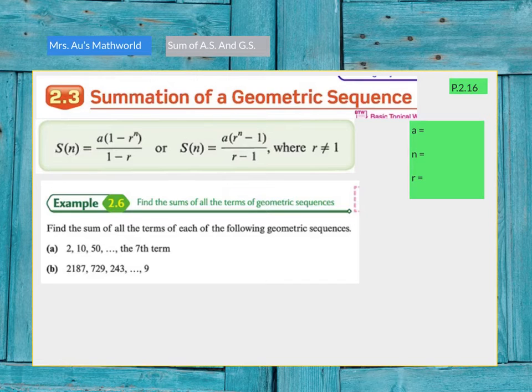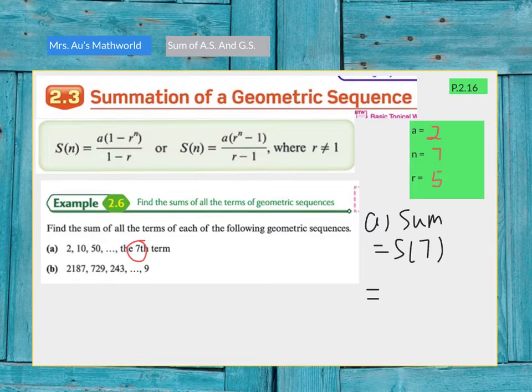So let's see, for example, 2.6, part A. This time you want to find the sum of all the terms. So you just check the first term is 2, and the ratio we calculated just now is 5. And then there are 7 terms. Okay, so this is step 1. After that, I want to find the sum of the terms. So for part A, just write down the sum of terms, meaning S7.